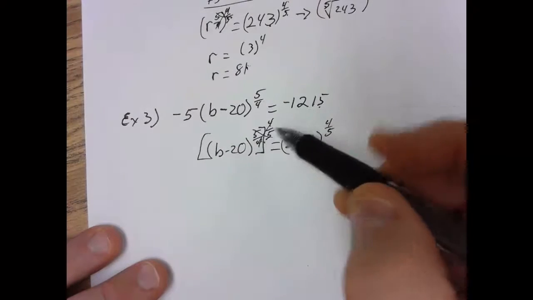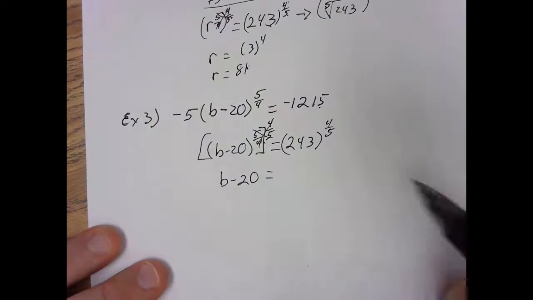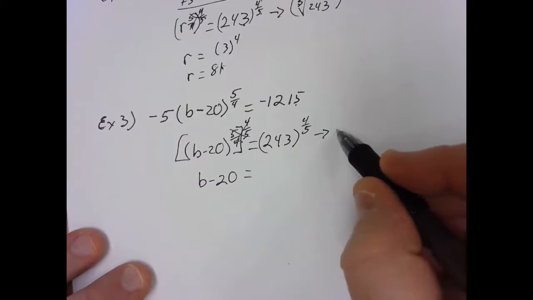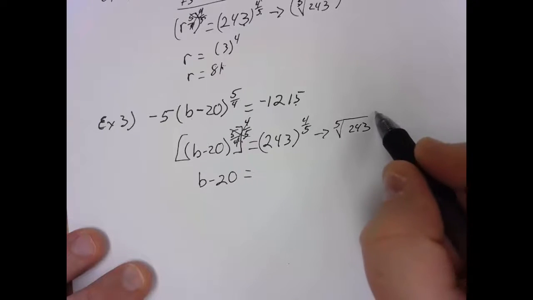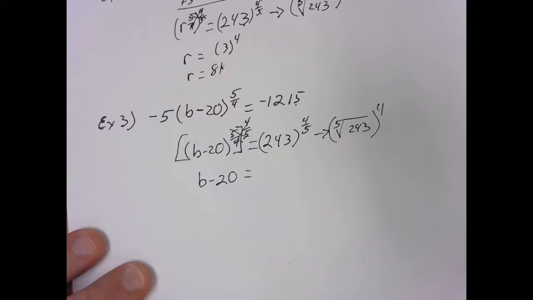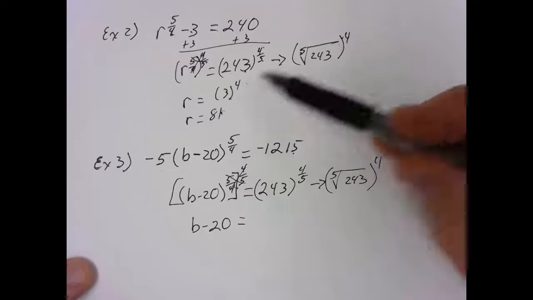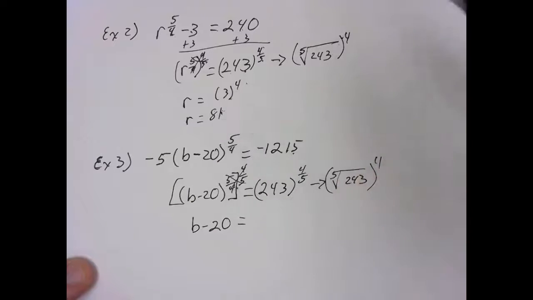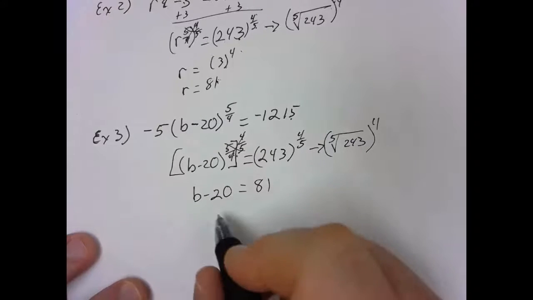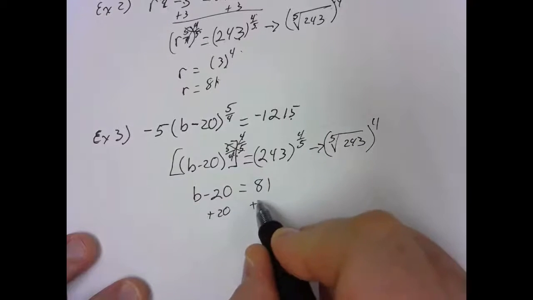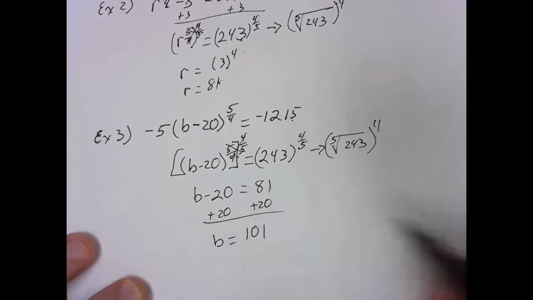The 4's cancel, the 5 cancels, leaving b minus 20 on the left-hand side. And again, this here means the fifth root of 243 raised to the fourth power. And we already did this calculation up here. Remember, we got 3 to the fourth after taking the fifth root, and then 3 to the fourth is 81. So this is going to end up equaling 81 right here. And the last step is simply to add 20 to both sides. So b will end up equaling 101.